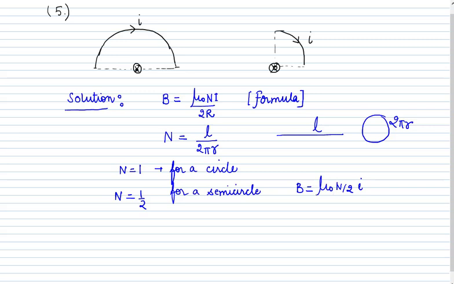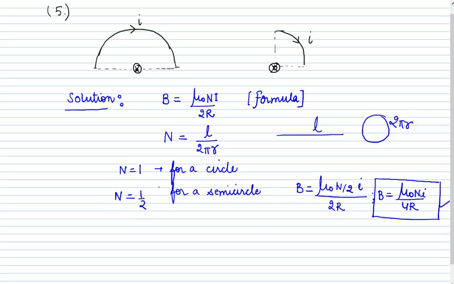I. Here small i is given, so you can use small i. If capital I is given, you may use capital I. Mu naught Ni upon 2r. So this 2 comes down, and we have the magnetic field B is equal to mu naught Ni upon 4r. This is the formula for this semicircular loop. The magnetic field at the center is given by mu naught Ni upon 4r. So directly we have solved this.